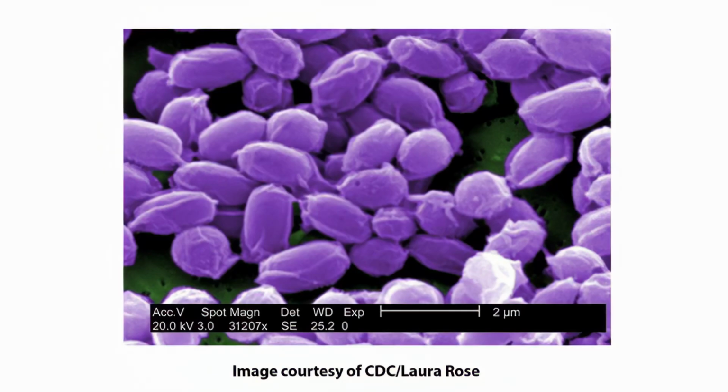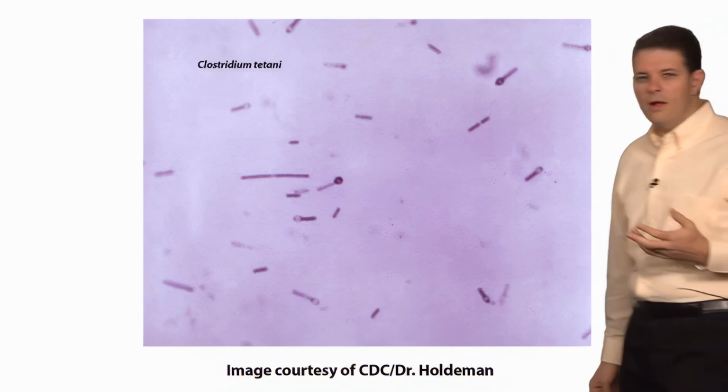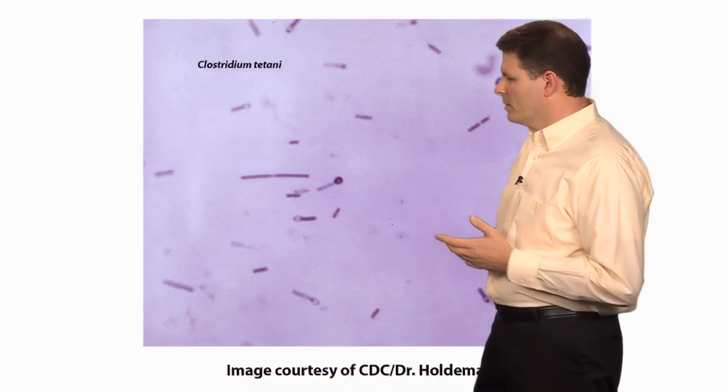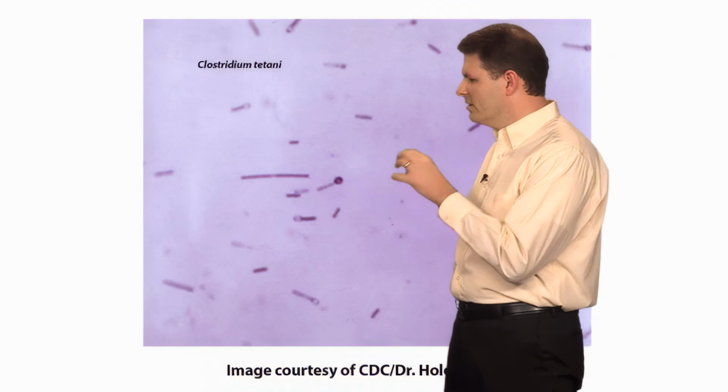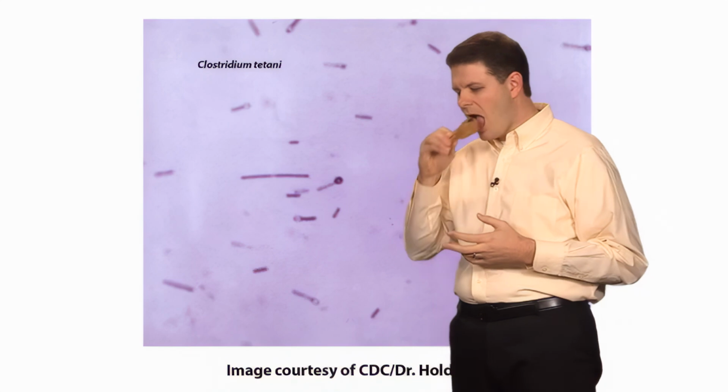Now, these are spores of Bacillus anthracis, the bacteria that causes anthrax. And here you see Clostridium tetani, which is the bacteria that causes tetanus. So the gram-positive rods are the normal bacteria, but on the ends of some of them, you can see these little spores forming, which make the bacteria look a little bit like a chicken leg.